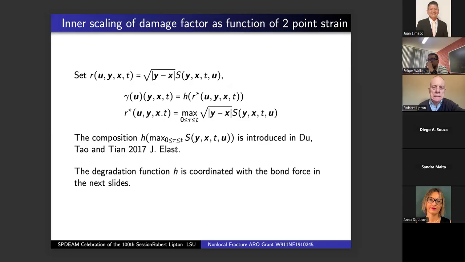So here the phase field, this gamma, is the rescaled strain. And what we do is we take gamma and write it as a function composed of the maximum strain up to time t for the 2 points fixed, x and y. And this is all due to u, the deformation. So this type of composition, h here, will go from 1, it's almost a step function. It'll go from 1 to 0, but it'll go from 1 to 0 gradually instead of abruptly like a step function. Okay, and so the degradation function h is coordinated with the bond force, and you'll see it 2 slides from now.